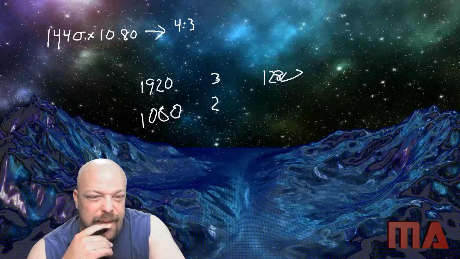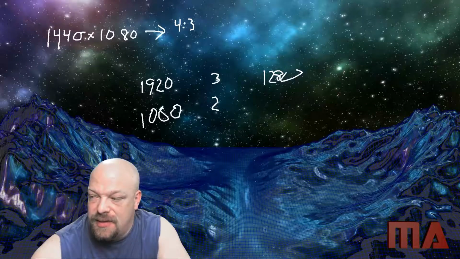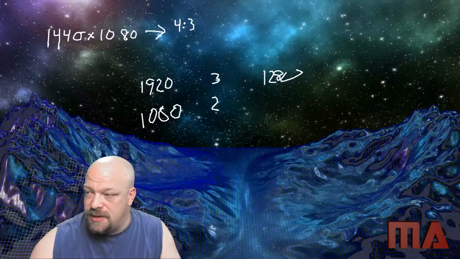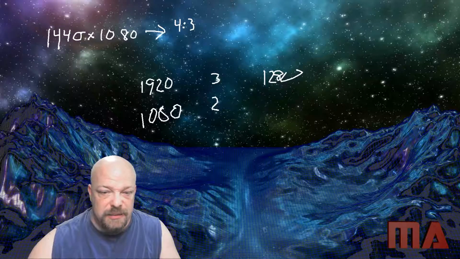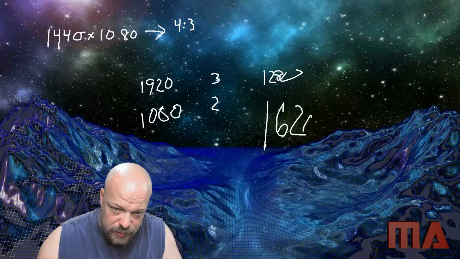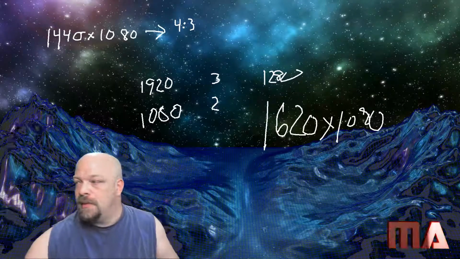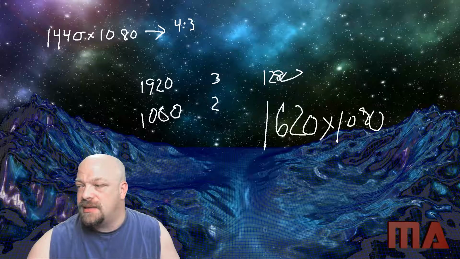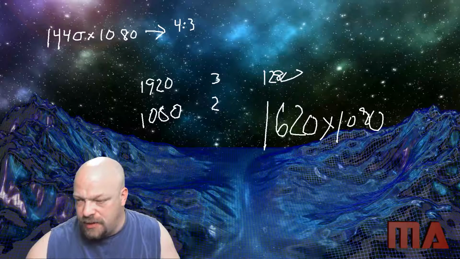Now the other part: 1080 divided by 2 times 3. Yeah, that's more like it. Sorry. So it is 1080 divided by 2 multiplied by 3. I get my math a little mixed up. But that equals 1620 by 1080. So again, divide by 2, multiply by 3, gets us 1620 by 1080. So what we're going to do now is look at that screen.